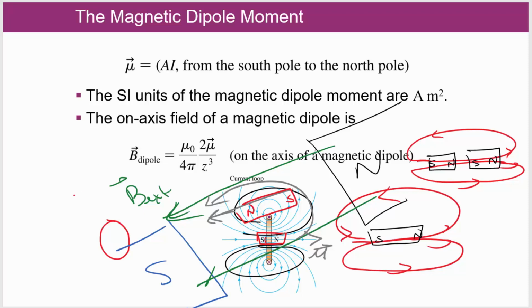What does that mean then? That means for our Earth, here's our geographic north pole, here's our geographic south pole, and if we suspend a compass needle, the compass needle north points to the geographic north, and the compass needle south points to the geographic south.